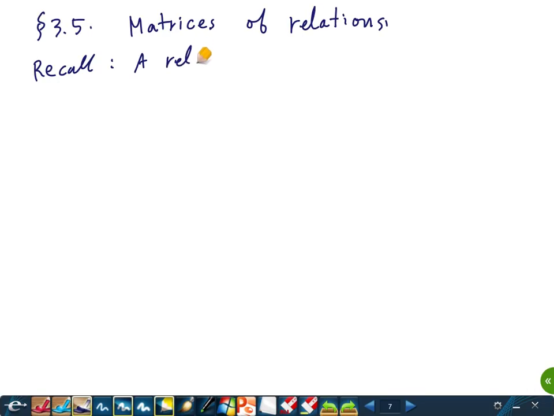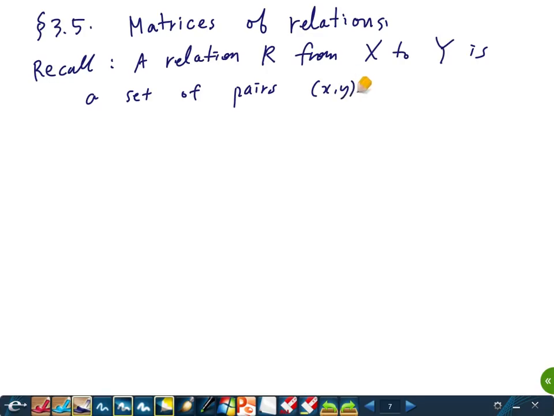So a relation R from X to Y is a set of pairs (x, y), where x is in X and y is in Y. Just a collection of pairs, any collection of pairs (x, y) will be a relation. So in other words, it's just a subset of X cross Y.